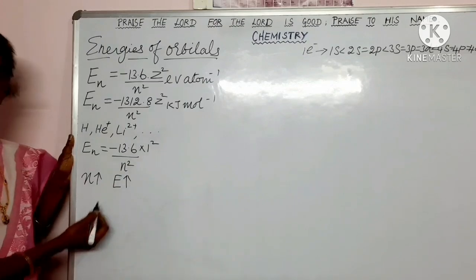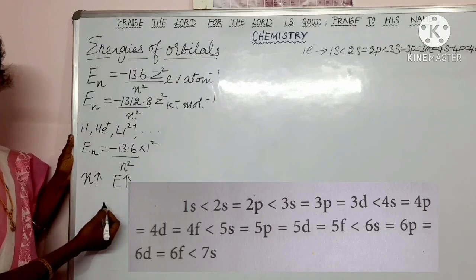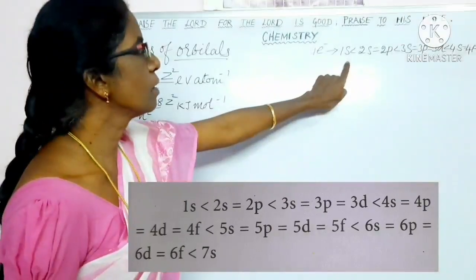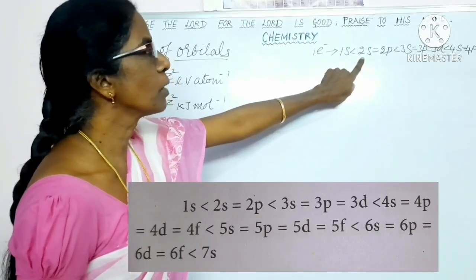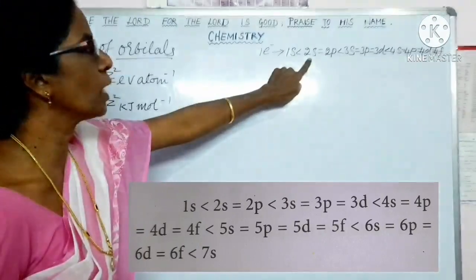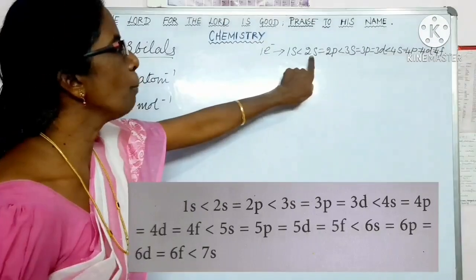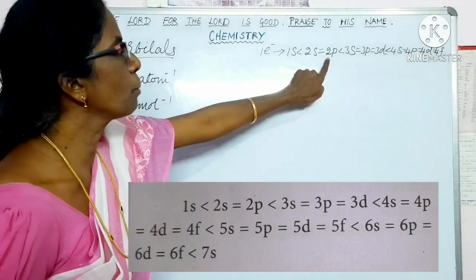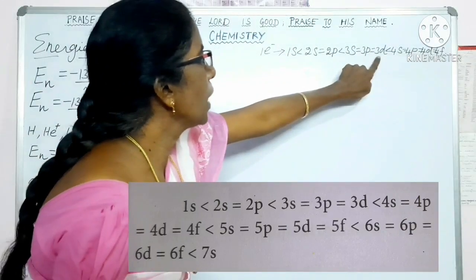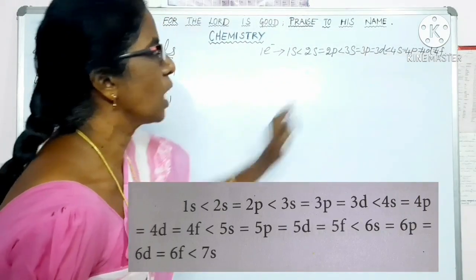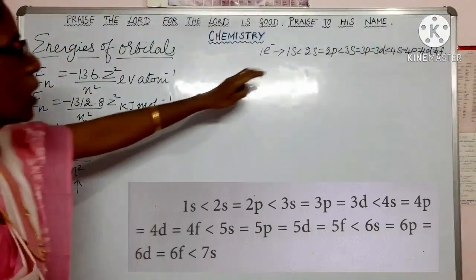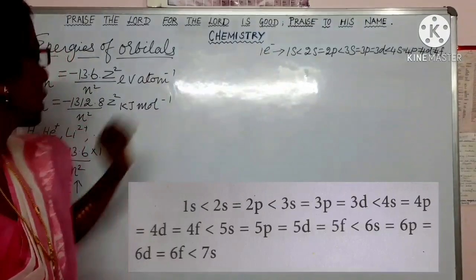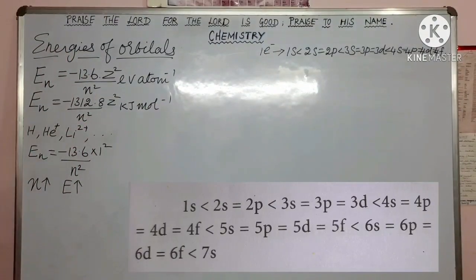So we can write the increasing order of energy levels for a one electron system as 1s, then 2s. That means 2s has greater energy, and 2s and 2p have the same energy because they have the same principal quantum number. Then 3s, 3p, 3d come. These three have the same energy, and so on. So this is the increasing order of energy levels for the various orbitals only in the case of a one electron system.